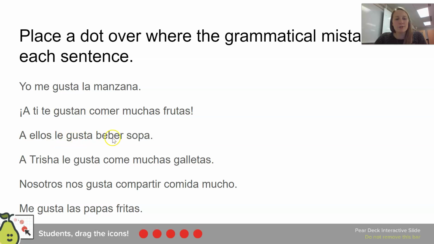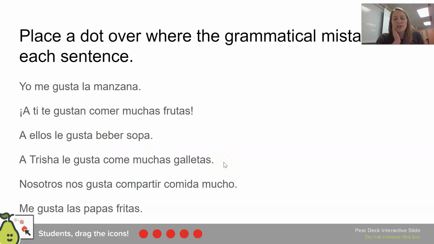Number 3, a ellos les gusta beber sopa. It's one tiny little thing, tiny little letter. Can you find it? It should be a ellos les gusta beber sopa.